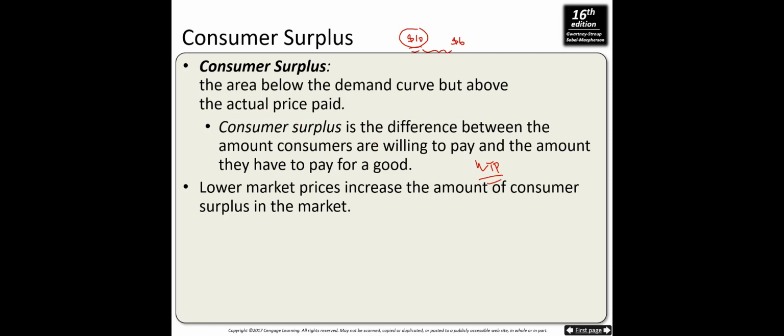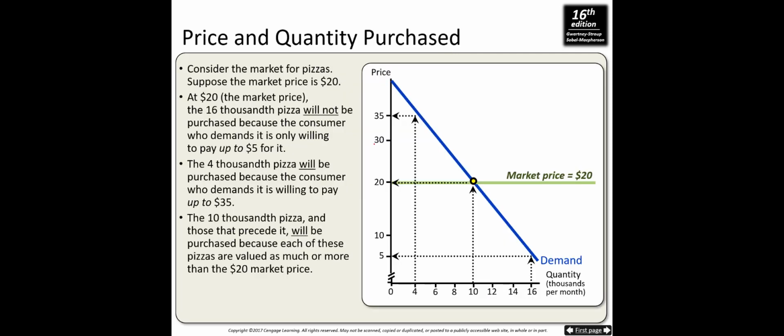Lower market prices increase the amount of consumer surplus in the market. Let's look at this example. This is the market for pizza. Suppose the market price is $20 and at that market price, the market is selling 10,000 pizzas, okay? At $20, the market price, the 16,000th pizza will not be purchased because the 16,000th pizza is valued at $5, right? Because the consumer who demands it is only willing to pay up to $5 for it. The 4,000th pizza, on the other hand, is valued much higher. So the demand curve represents too many individuals here, right, on this demand curve.